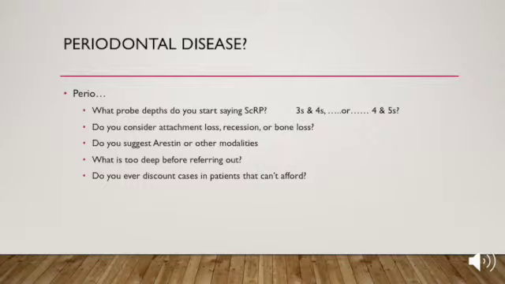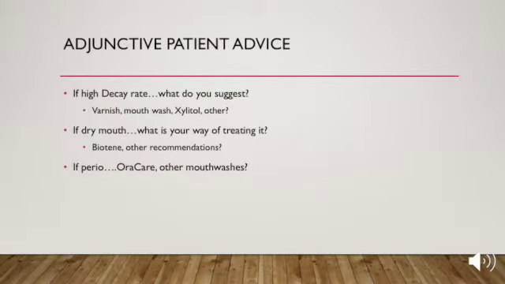And then do you consider always checking for attachment loss, recession? Do you ever discount cases in patients that can't afford it, like maybe charging out 3 out of the 4 quadrants? Or do you always say, no, we will bill out 4 quadrants?